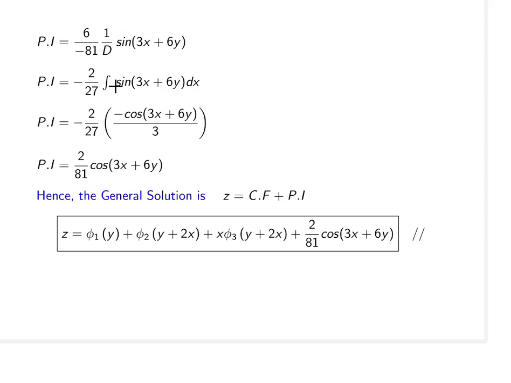The integral of sine of 3x plus 6y dx. So integrating this, we can get minus cos of 3x plus 6y, divided by the differentiation of the angle. So differentiation of 3x is 3. Just simplifying this, we can get the particular integral is equal to 2 divided by 81 into cos of 3x plus y. So replace your complementary function and particular integral, and we can get the general solution.